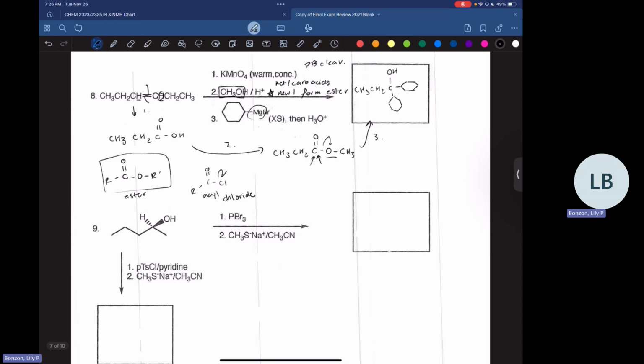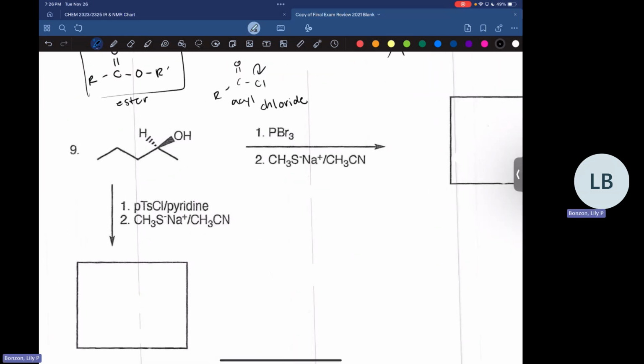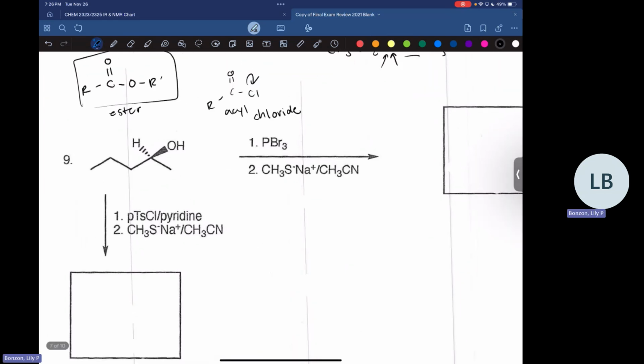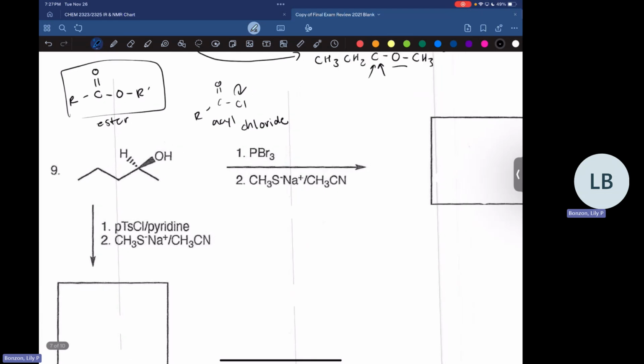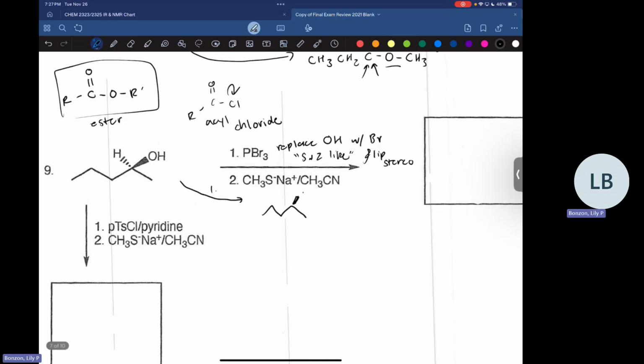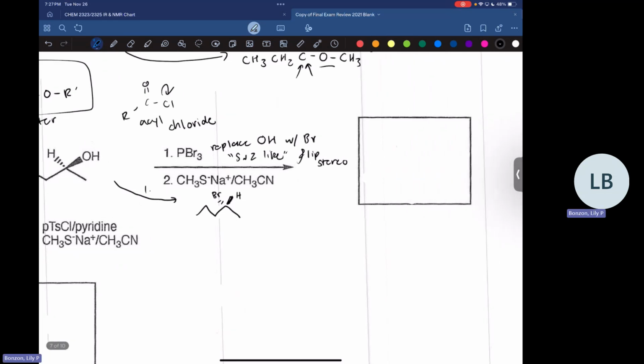For our last question, it's kind of 2 questions in one. Going to the right, we have PBr3. Going to the bottom, we have the tosyl chloride. I'm just going to start with the top. Remember that with PBr3, we replace the OH with bromine, and this one is SN2-like, so we're going to flip the stereo. We went from the OH being on the wedge, so now our hydrogen will be on the wedge, and our bromine will be on the dash.